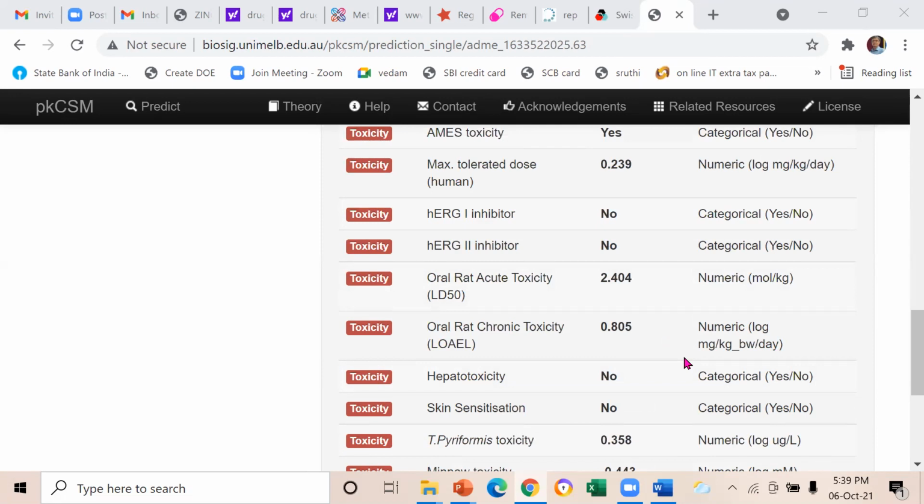Any doubts so far? We have covered a lot. Yes, participants, you can ask your queries, if any. We looked at a lot of databases, drugs databases, the ZINC database, property calculations, SMILES notation, rules, different types of rules.